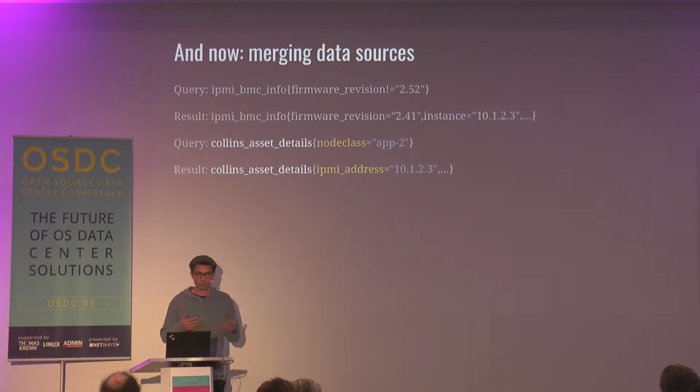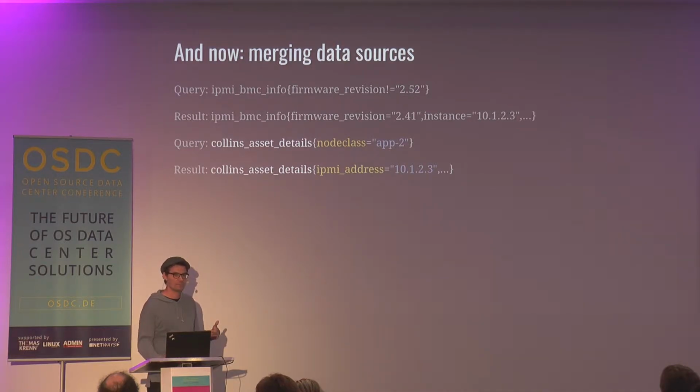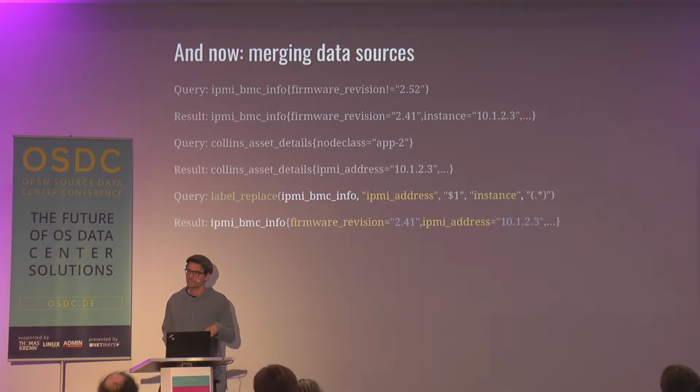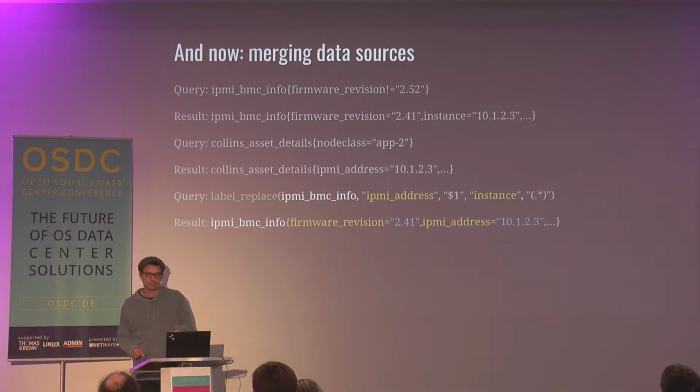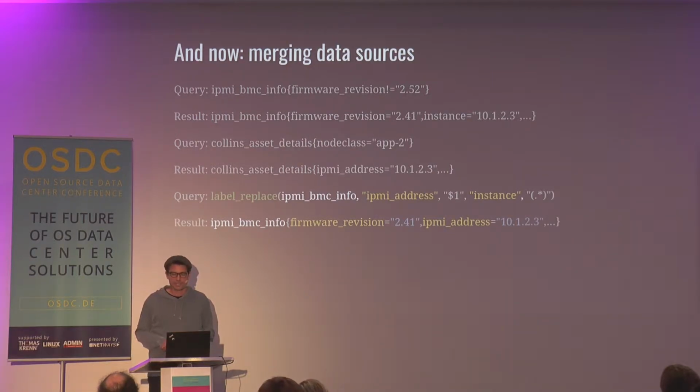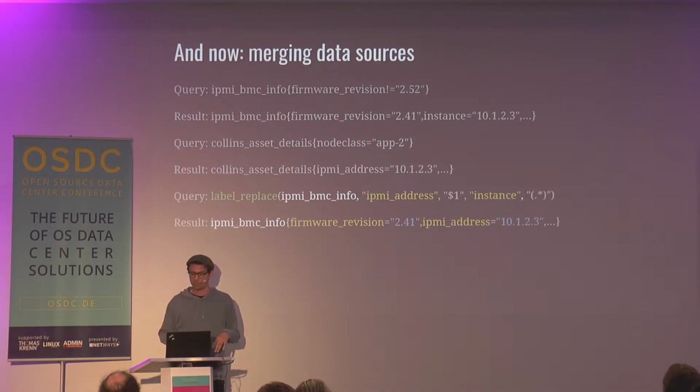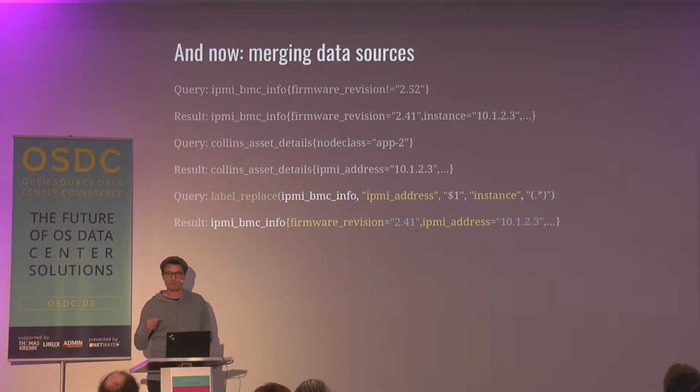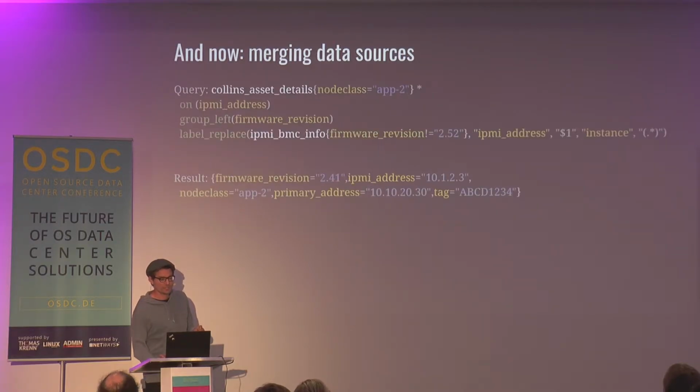We want to merge this. But to be able to do this, we actually need to make sure both key and value of the label are the same. So we're just going to use the label_replace function in PromQL and replace the instance label in the IPMI metrics with the IPMI address label. And you'll end up with an IPMI metric that all of a sudden not only has the firmware revision, but also the IPMI address, this time in a label called IPMI address. So once you have that, you can easily merge these two metrics using the grouping functionality in PromQL.